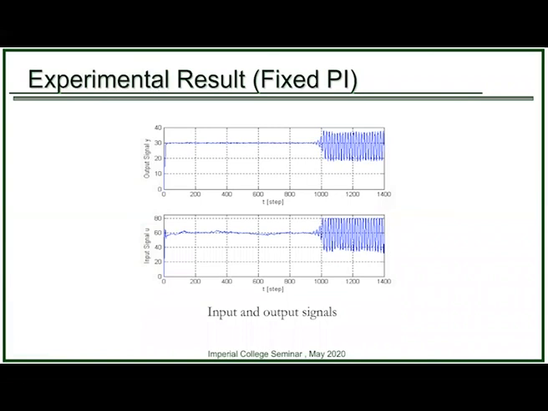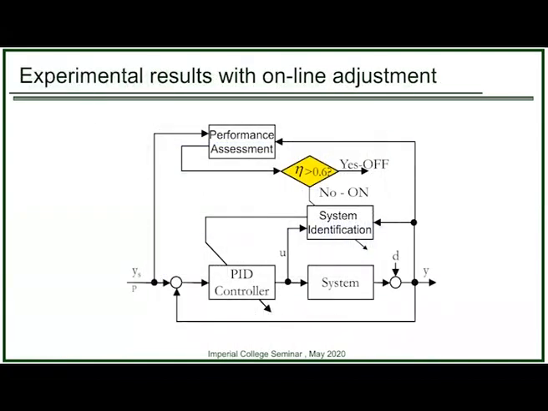And here is the actual experimental result for fixed proportional integral control. What you notice is that control degrades significantly when thermocouple number 2 is used as a sensor because of the large delay. The control loop becomes highly oscillatory. However, if we impose performance monitoring as shown here, we will turn on the adaptation when performance degrades below this performance index of 0.6.